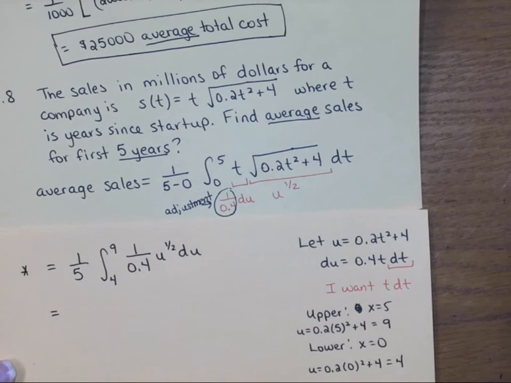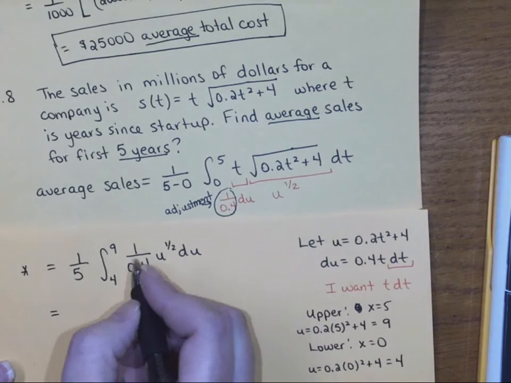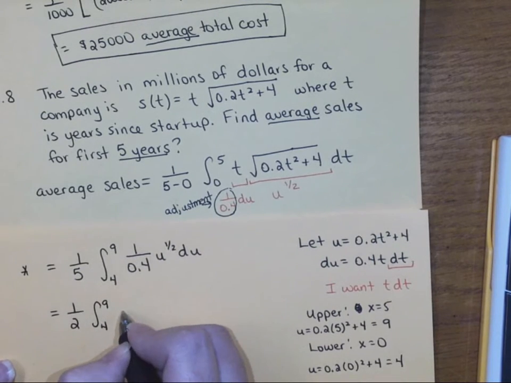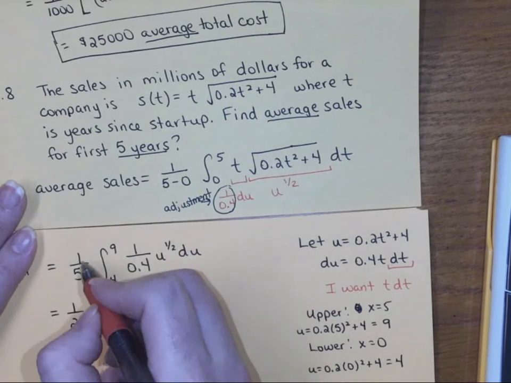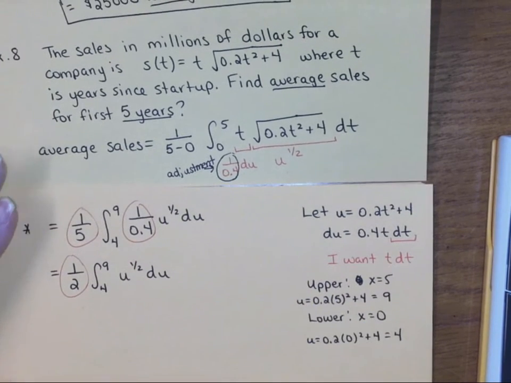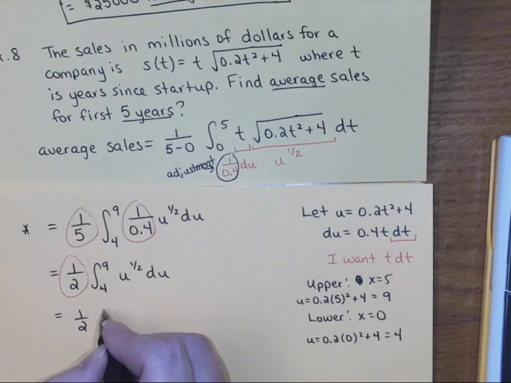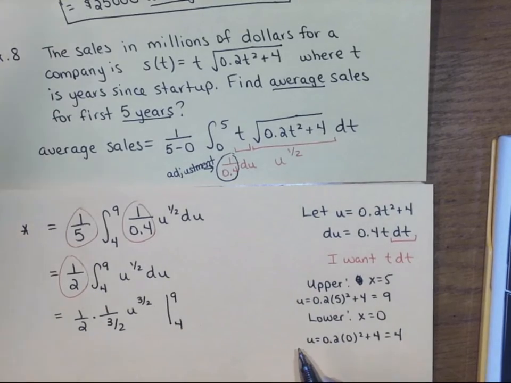So let's combine these. 1/5 times the 1 over 0.4, and we're going to get 0.5. So I'm just going to clean this up, and this will be 1/2 times the integral from 4 to 9 of u to the 1/2 du. All I did was combine these two together. Now I need to bump the power up by 1, so it will be 3/2. So 1 over the new power, u to the new power, and then we evaluate from 4 to 9.